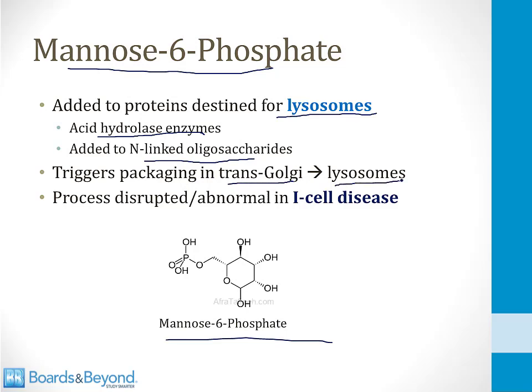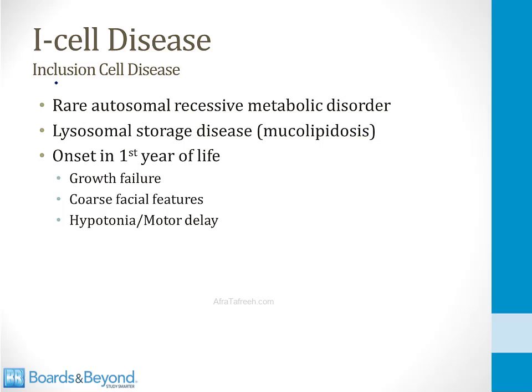The reason we care so much about this particular modification is because this process is abnormal or disrupted in a rare disorder called I-cell disease. I-cell disease stands for inclusion cell disease. It gets this name because of characteristic findings seen under the microscope in affected individuals. This is a rare autosomal recessive metabolic disorder. It is an example of a lysosomal storage disease called a mucolipidosis. In fact, I also discuss I-cell disease in the biochemistry section in the video on lysosomal storage diseases.